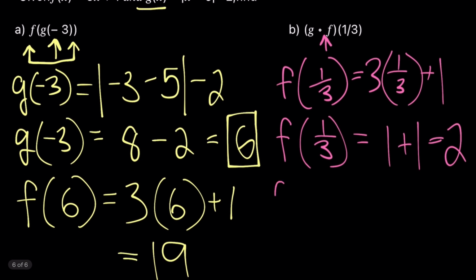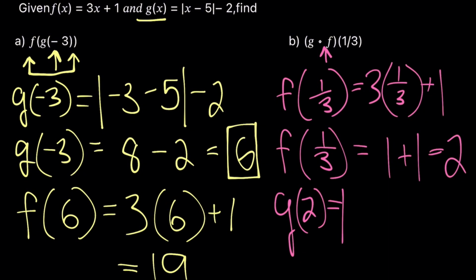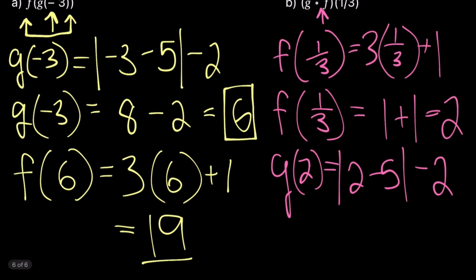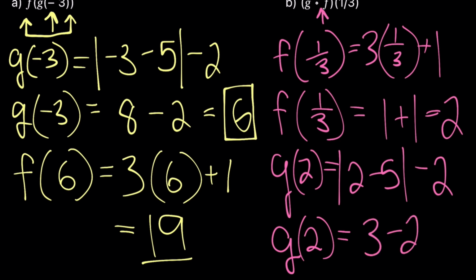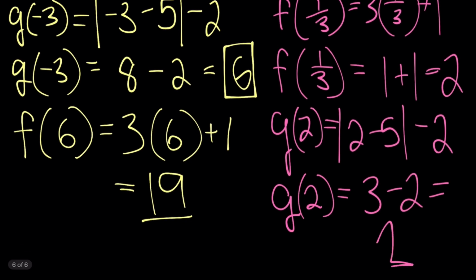So I'm just going to start off with g of 2. The absolute value of 2 minus 5 minus 2. And time to solve. So g of 2, so 2 minus 5 is negative 3, and the absolute value of negative 3 is just 3. Minus 2 gives you 1.